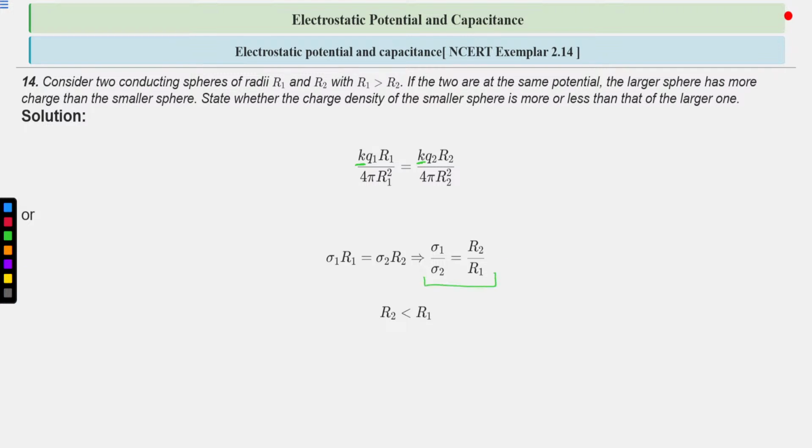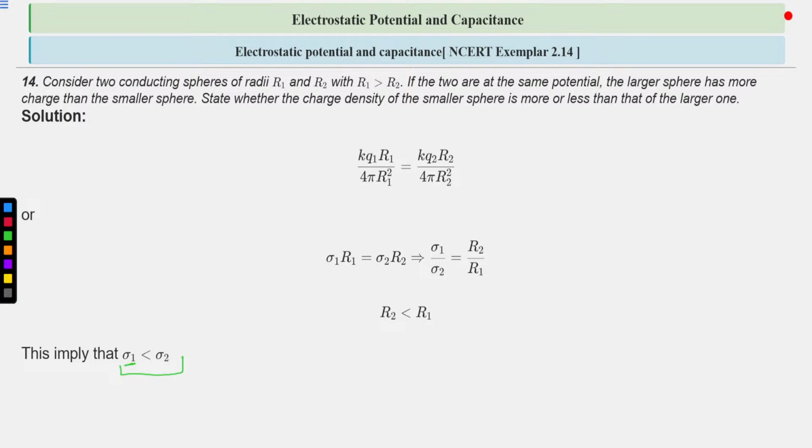Okay, this thing we have reached. Now in the question it is given that r1 is greater than r2. Radius of first sphere is greater than second sphere. Since r2 is less than r1, this ratio r2 by r1 will be less than 1, because the smaller value is in the numerator. This means sigma 1 is also less than sigma 2.